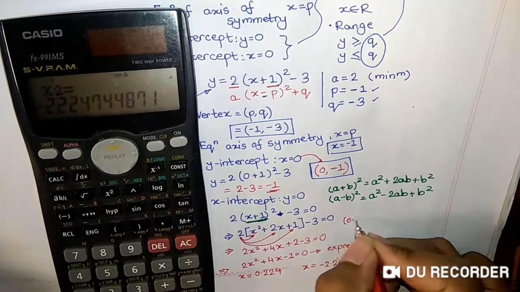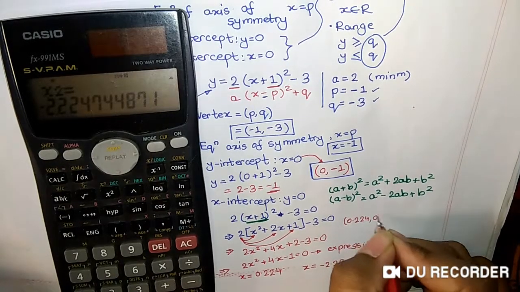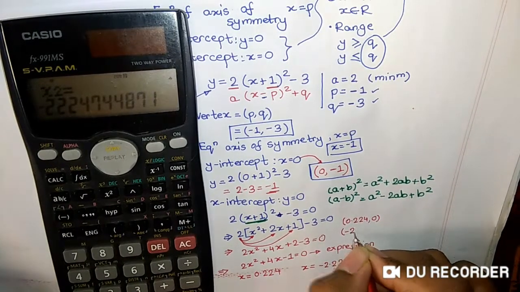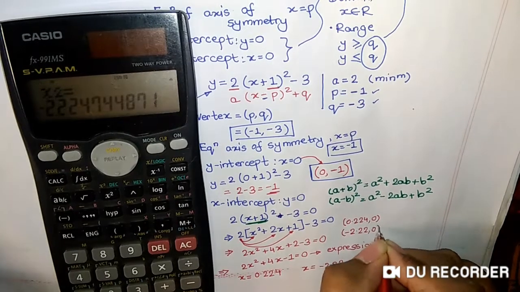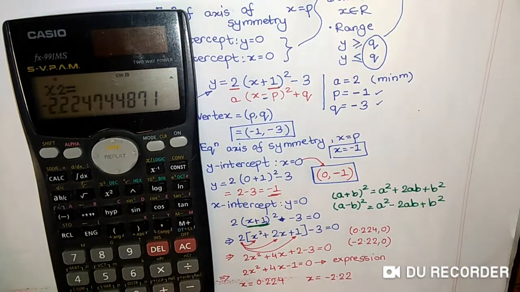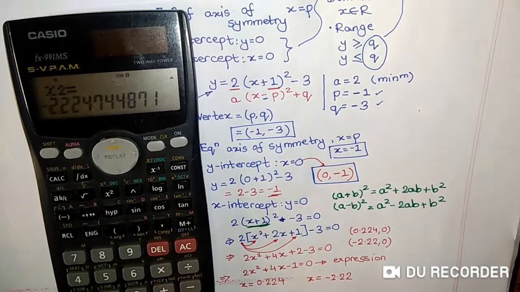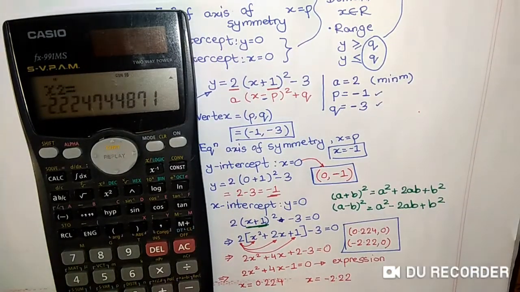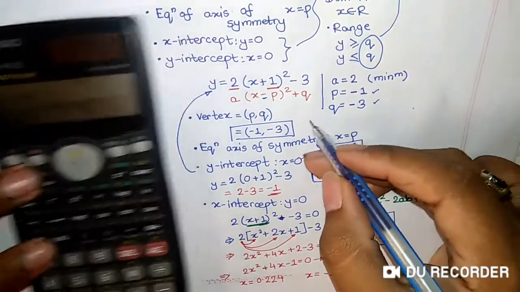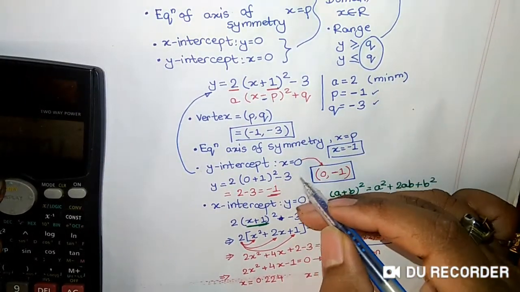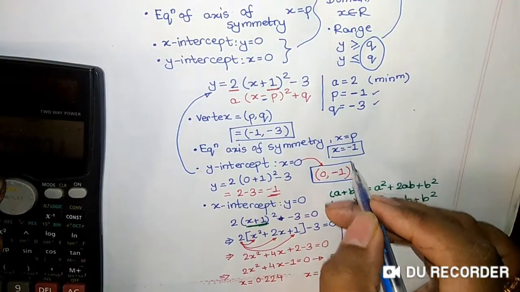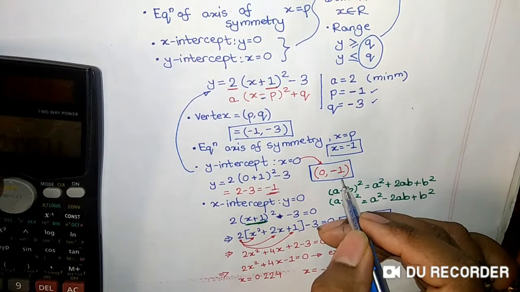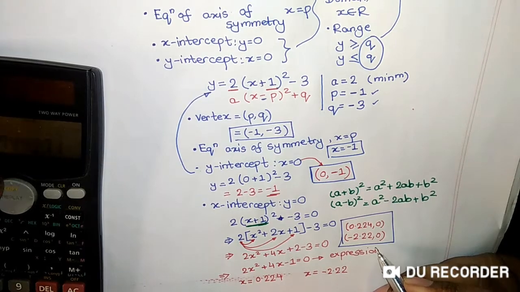As a result, I have two coordinates right now. When x is 0.224, my value of y is 0. When x is -2.22, the value of y is 0, right? So these are the coordinates that I have got, and I have already made the boxes, right? So remember, this is my vertex. This is gonna be the equation for axis of symmetry. This is going to be the y-intercept. This is the value of the x-intercept.